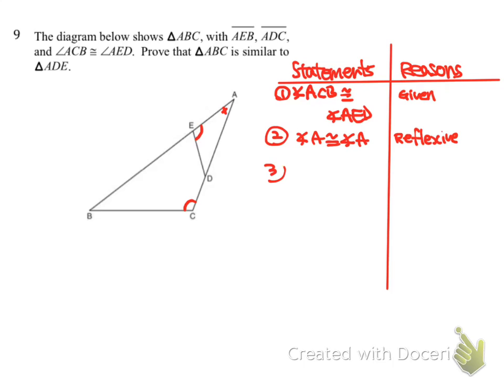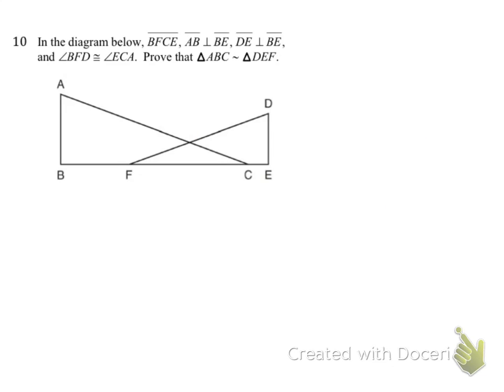So now, I guess we're done already. Triangle ABC is similar to triangle ADE by AA postulate. Alright, good. Let us look at number 10 together.